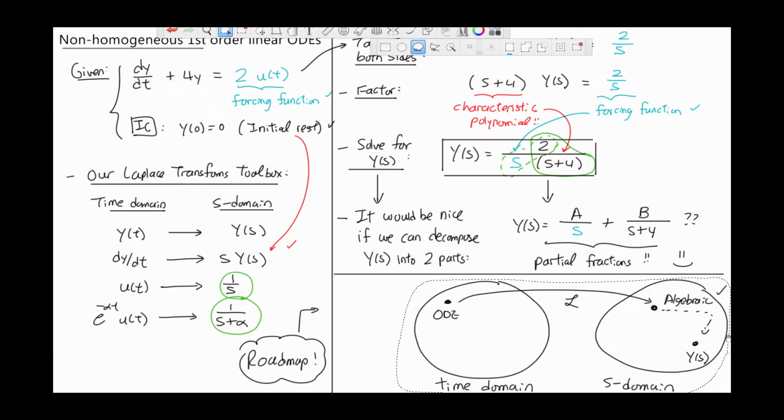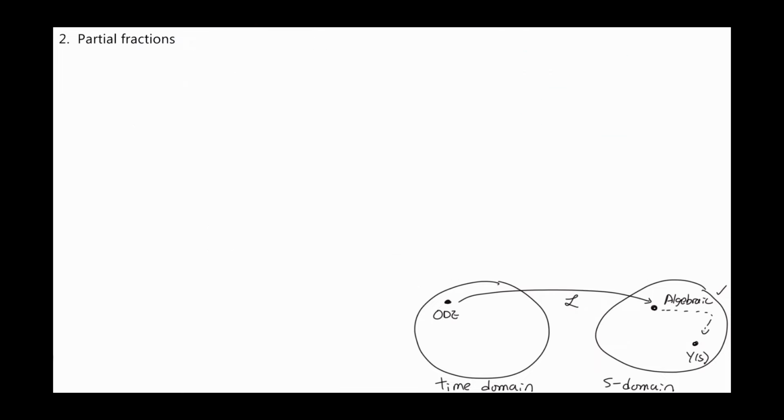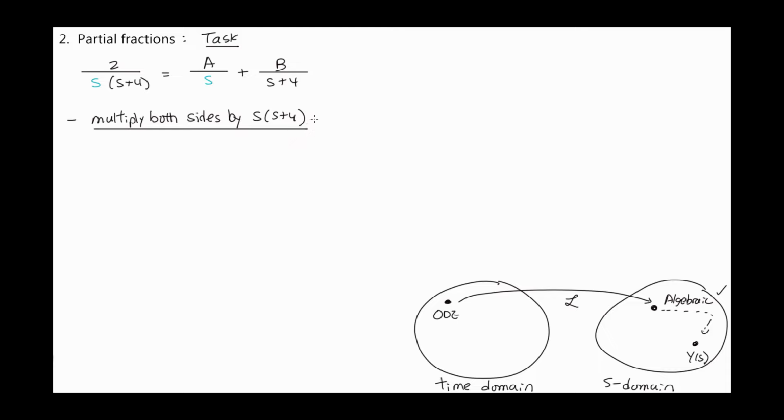Right then, we're going to cut our roadmap and paste it here so we can keep track of our progress. Our next task is going to be partial fractions decomposition, where we have Y(s) and we're going to divide that into 2 parts. The first thing we're going to do is multiply both sides by s times (s plus 4). What it will do is bring the denominator to the right hand side. So we're going to have 2 equals the right hand side times the denominator term that we just brought over.